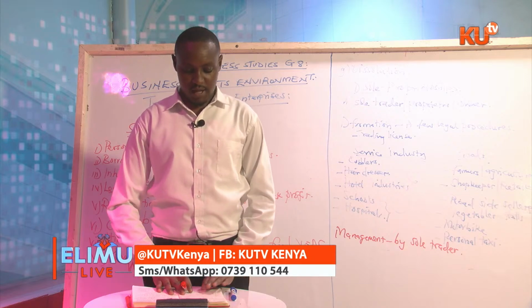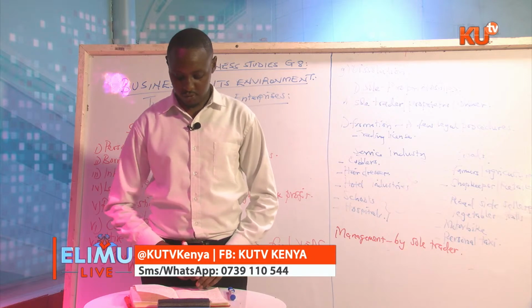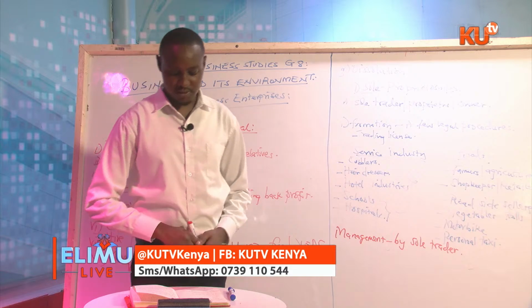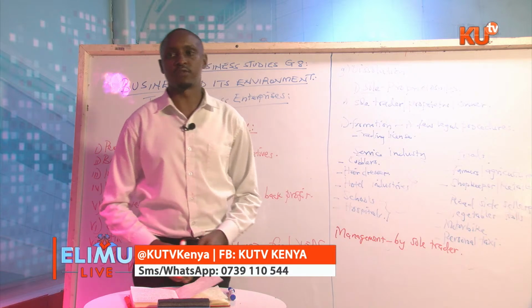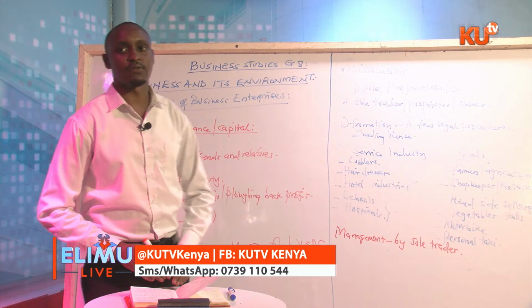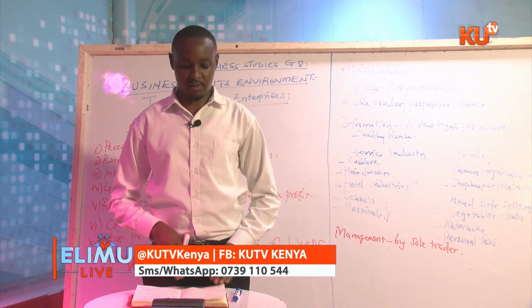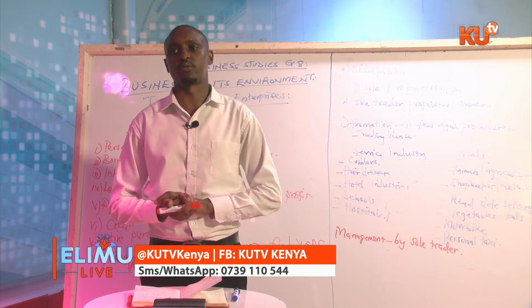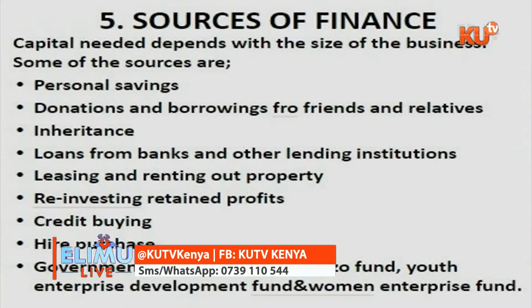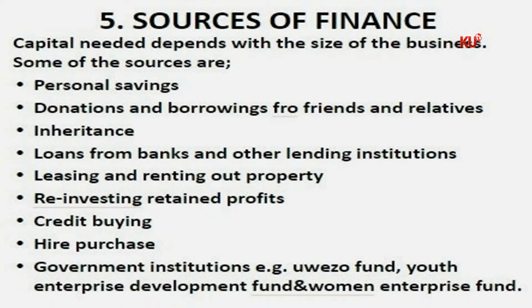Now, those are some of the sources of capital. We have talked about personal savings as the main source. We have talked about donations or borrowings from friends and relatives. We have talked about inheritance, leasing or renting out property, reinvesting retained profit, credit buying, hire purchase, and government institutions.